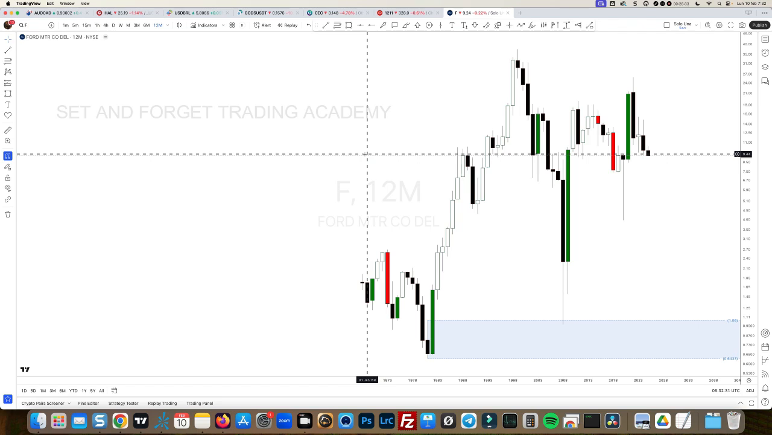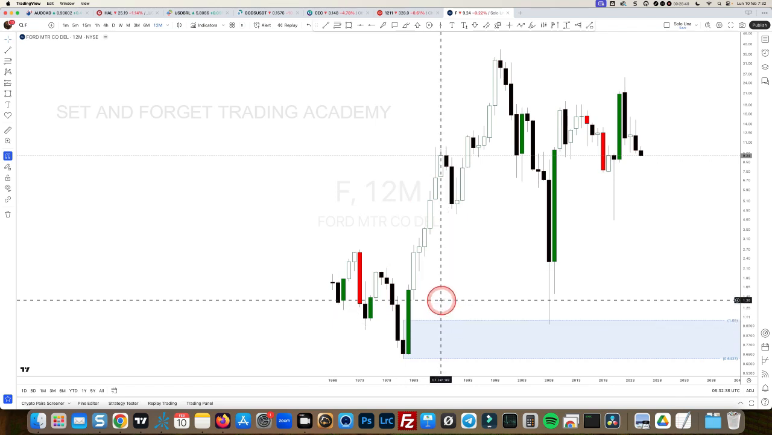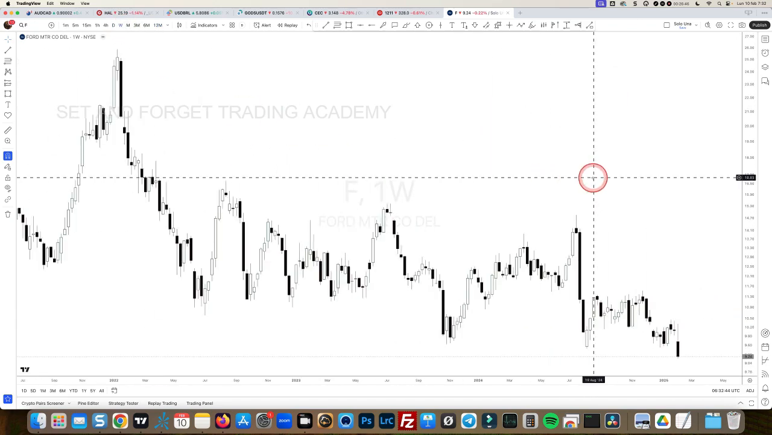Okay, it's very, very important to know where these imbalances are in the bigger time frame, and this is also explained in the long-term big time frame course, the power of the big time frames. So the thing is, it is very, very important to know what's going on.